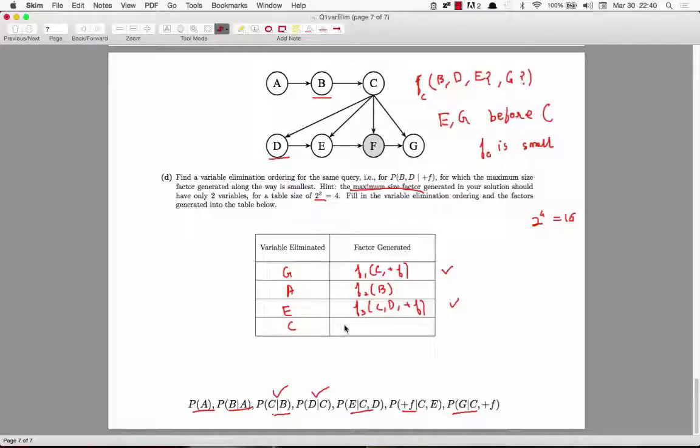So okay, the factor that we get after eliminating C has variables B, D, and the constant F. So basically this factor here was small, whereas in the previous parts of the question where we were eliminating C initially, this factor after eliminating C was huge. So this is one possible variable elimination order. The key thing was to eliminate C after you have eliminated E and G.